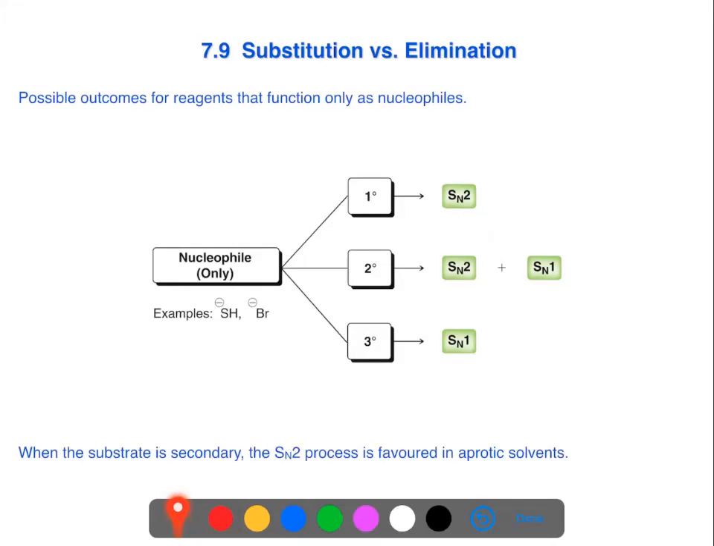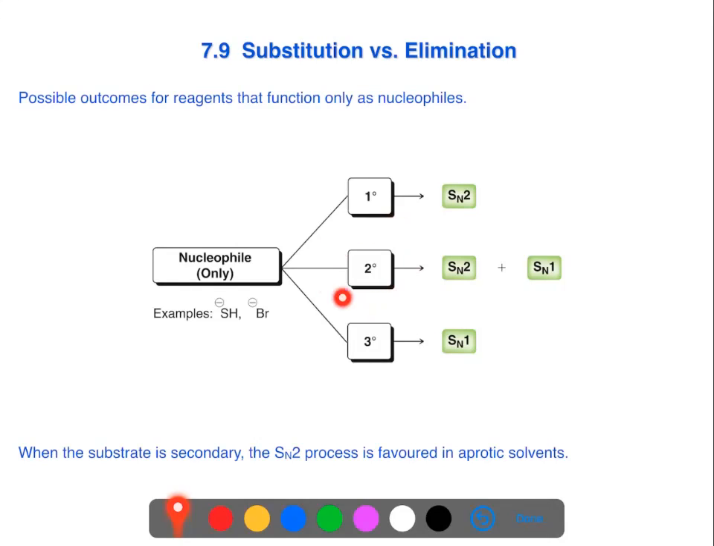Now for the category where we only have a reagent acting as a nucleophile, these species are your hydrosulfide ion, your alkyl sulfide ion, bromide, iodide. These species are weak bases, and so they're not going to carry out any type of elimination reactions. Their main purpose will only be for nucleophilic attack. And so for a primary alkyl halide, we'll solely see the SN2 reaction, because generating a primary carbocation is very unlikely, very unstable. And so the SN2 product is all that we observe.